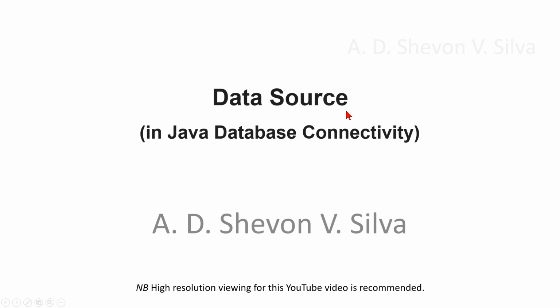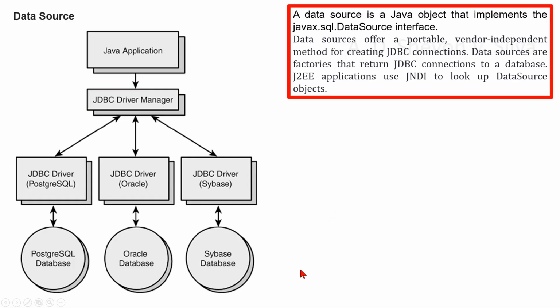Data source in Java Database Connectivity. Now we are considering data source. A data source is a Java object that implements the javax.sql.DataSource interface. Data sources offer a portable and vendor-independent method for creating JDBC connections. Data sources are factories that return JDBC connections to a database.